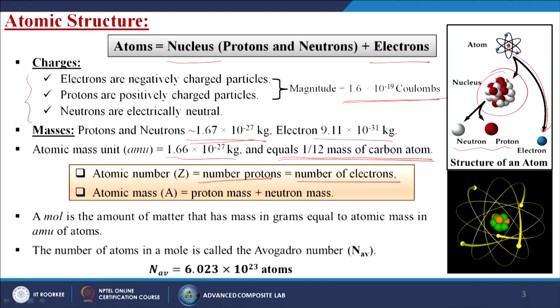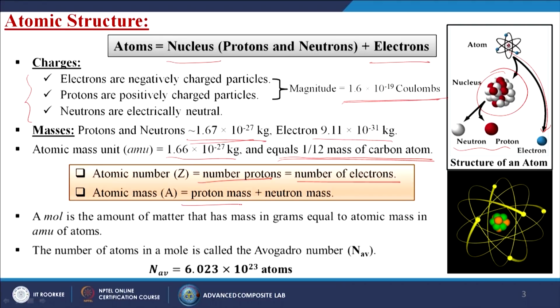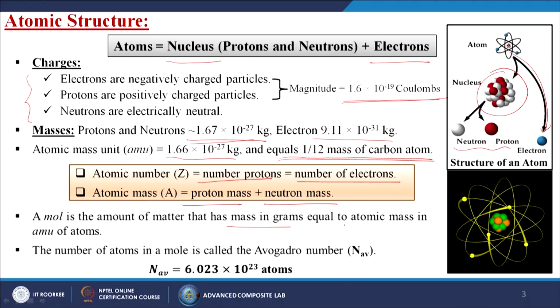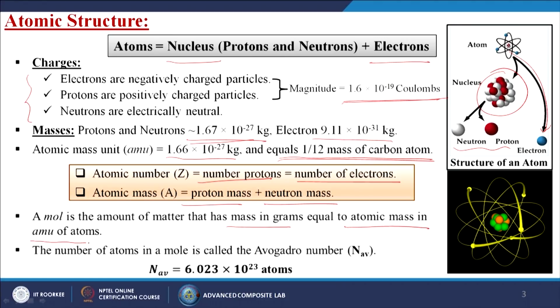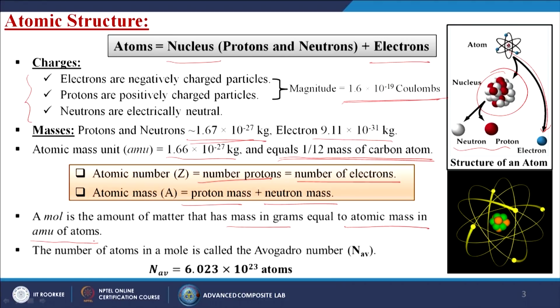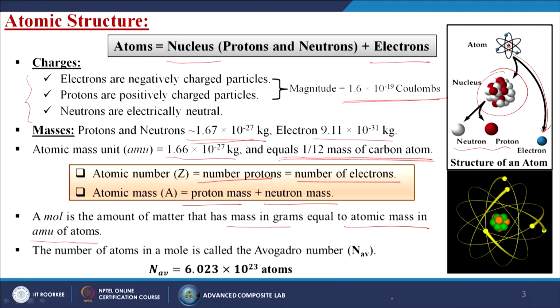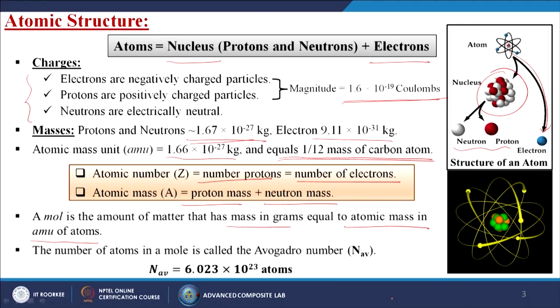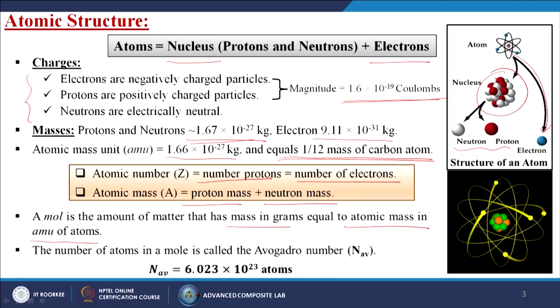What is the atomic mass? Generally it is the proton mass plus the neutron mass. A mole is the amount of matter that has a mass in grams equal to the atomic mass in AMU of the atoms. The number of atoms in a mole is called the Avogadro number. He is a famous scientist who discovered this number, and the Avogadro number is 6.023 times 10 to the power 23 atoms.